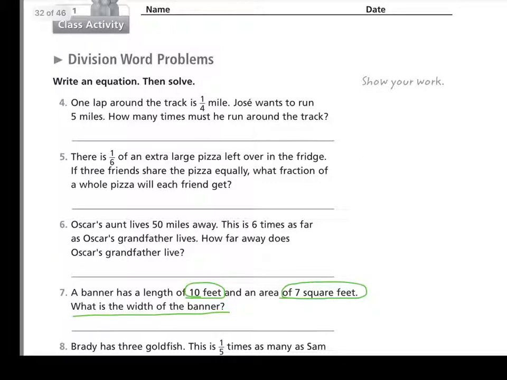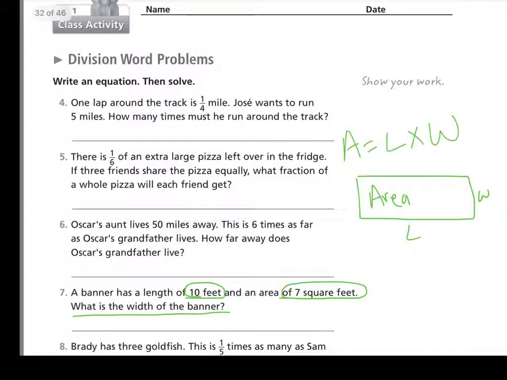So what could we draw as a diagram to help us with this? Hopefully you said a banner. A banner has a length and a width and an area, and we know that area equals length times width. We know the length of our banner is 10 feet. We do not know the width, but we know the area equals 7 square feet.